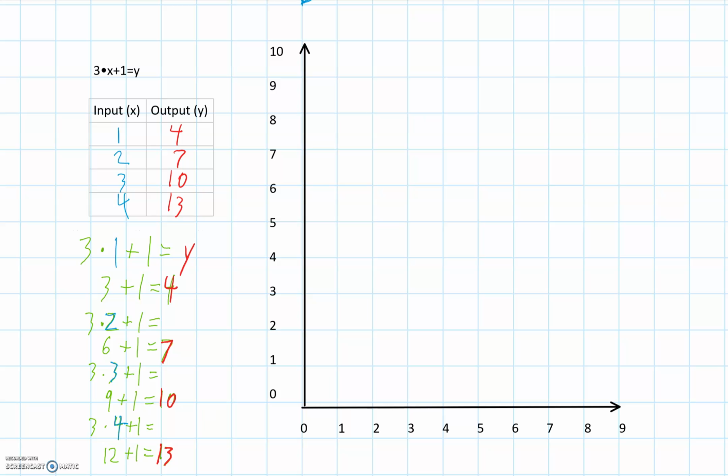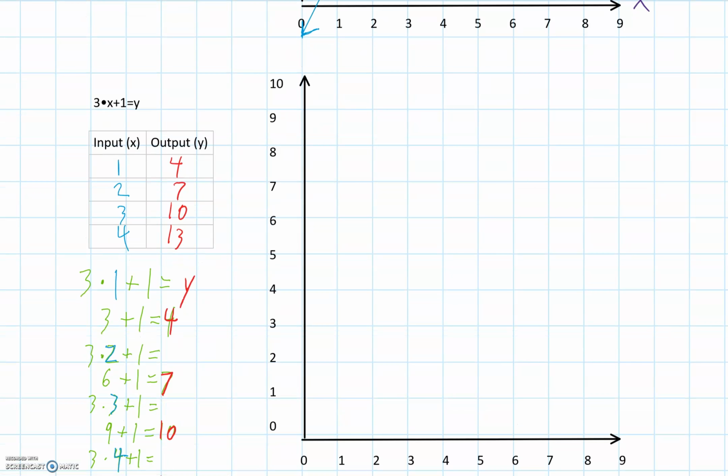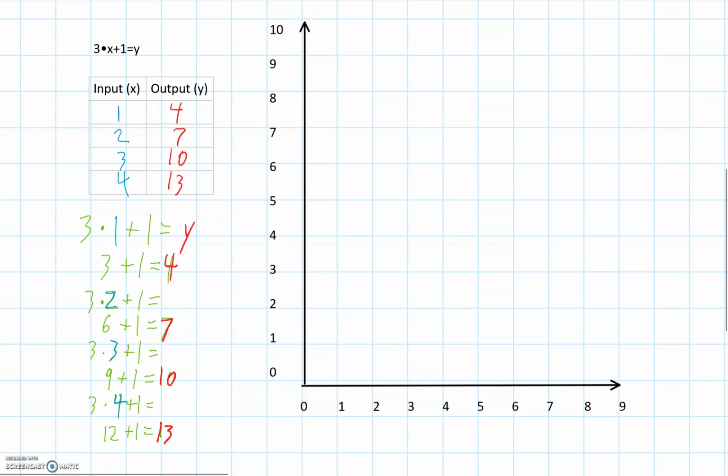Okay, so we have input and output. What color did we use there? Okay, I'm going to use red as our dots. So 1 and 4, just going like this, 1 and 4 to get to here. 2 and 7 gets me right here. 3 and 10 gets me to right here.